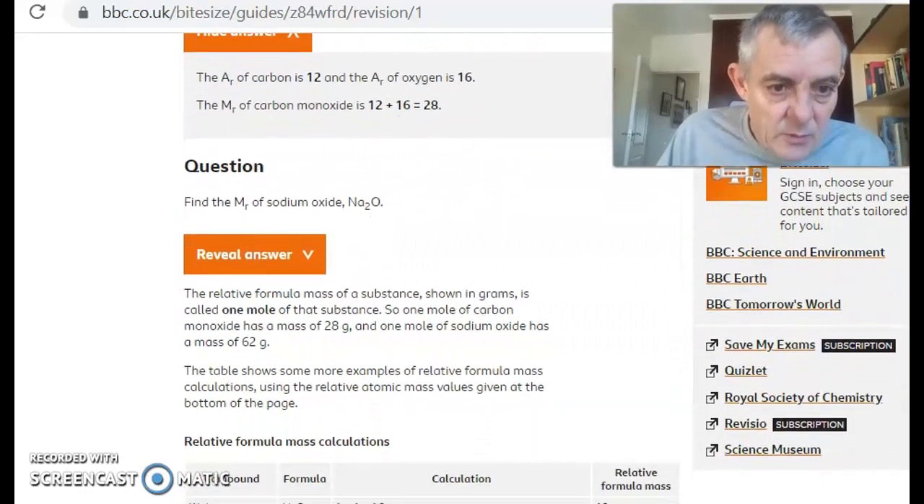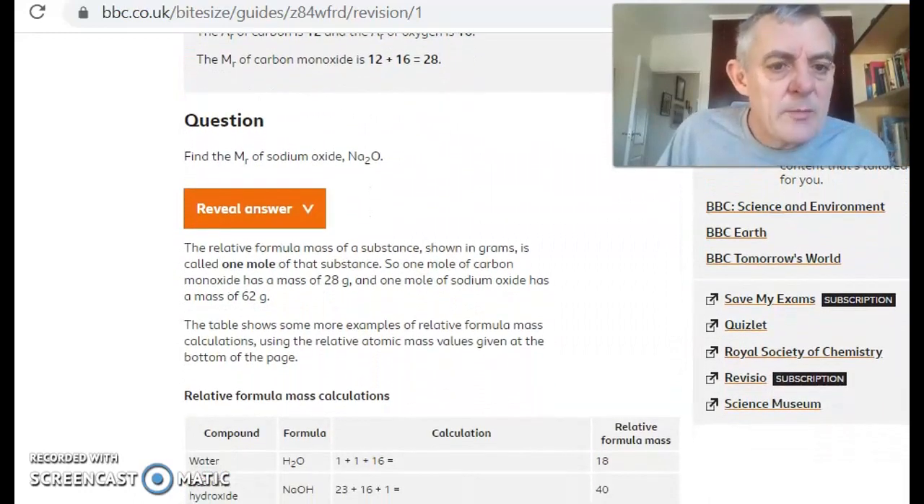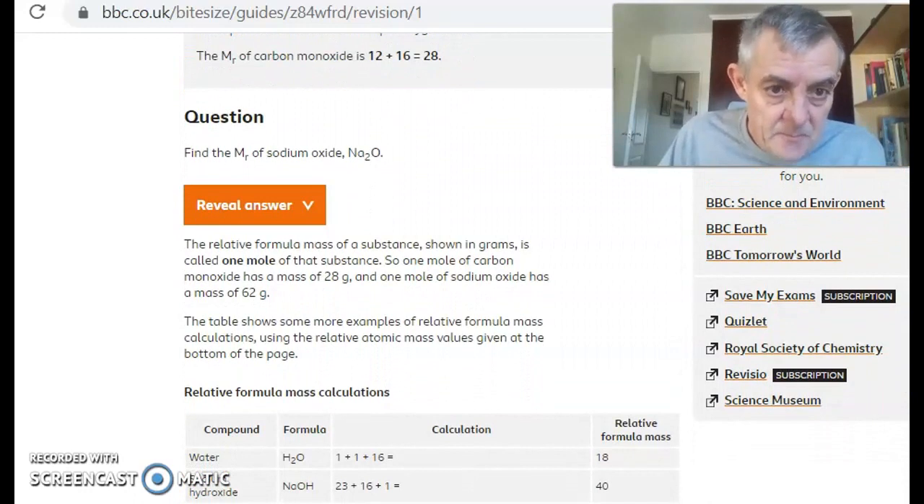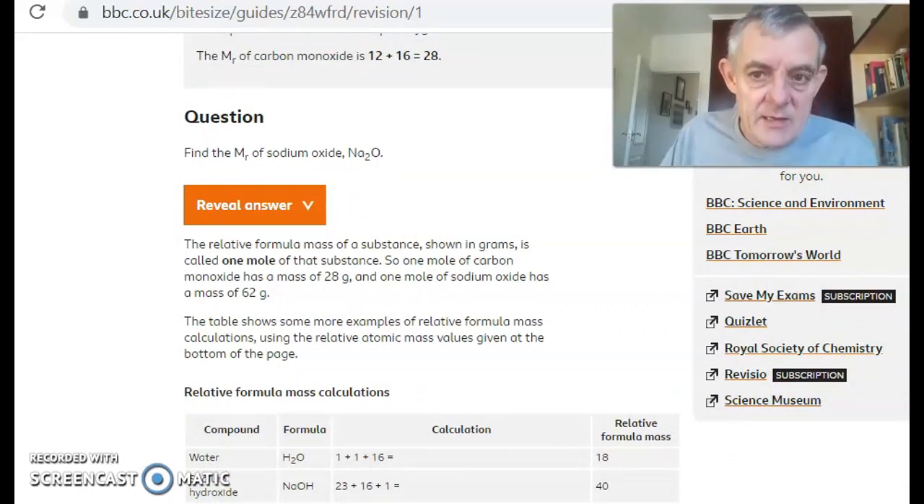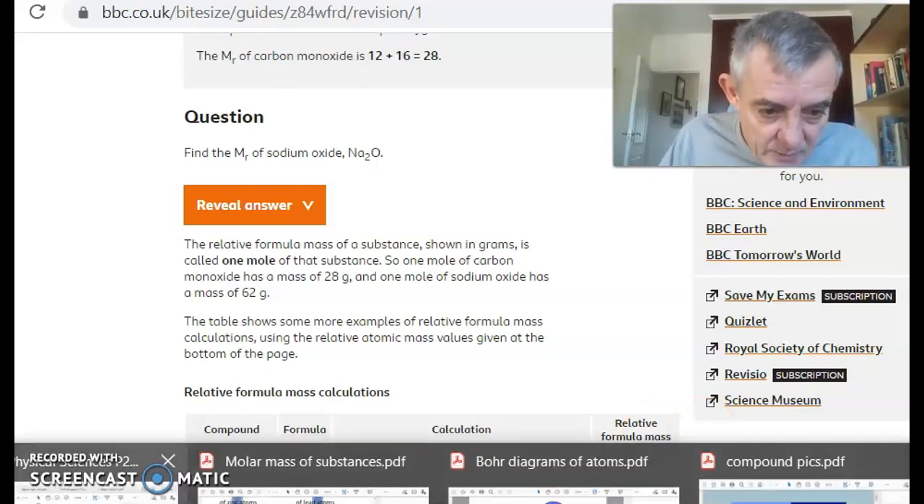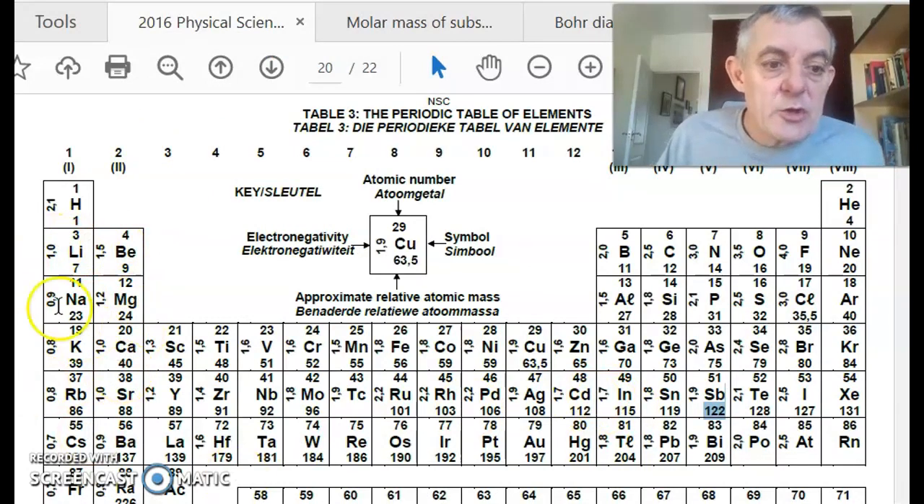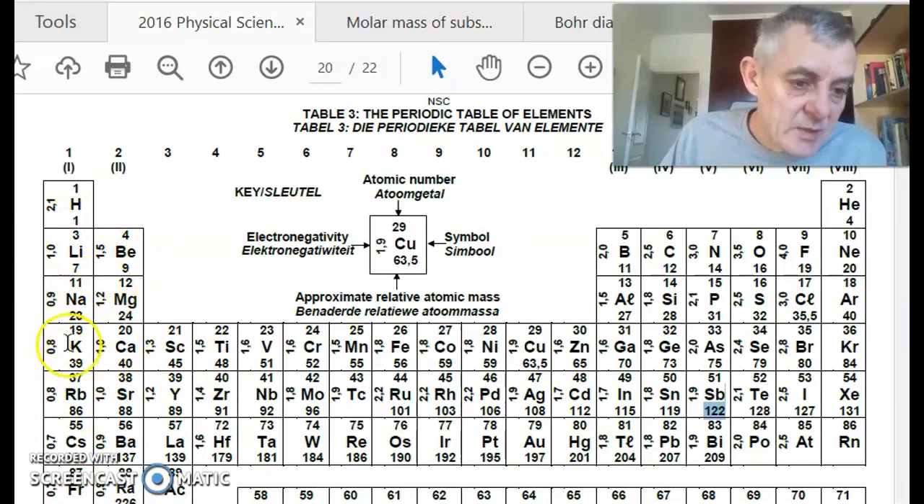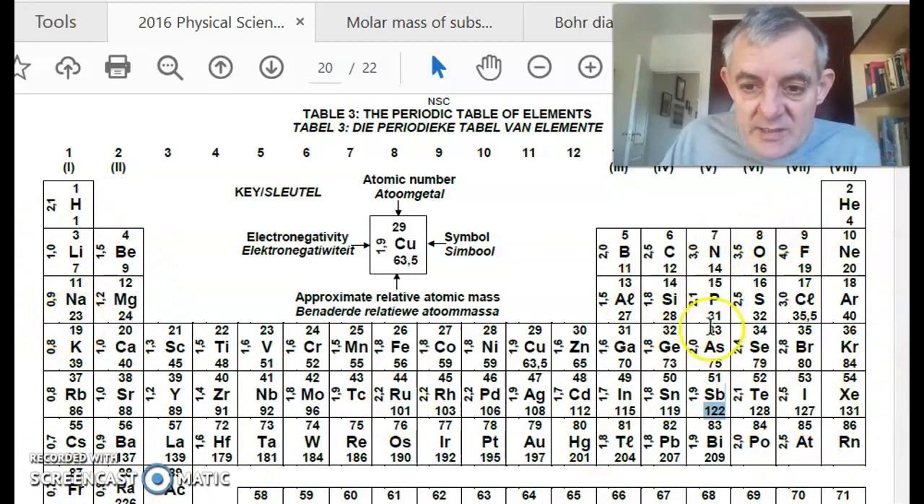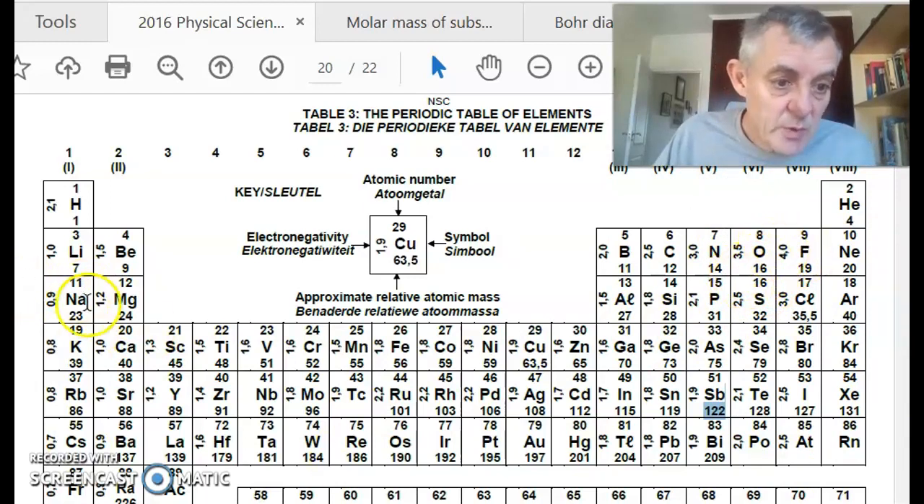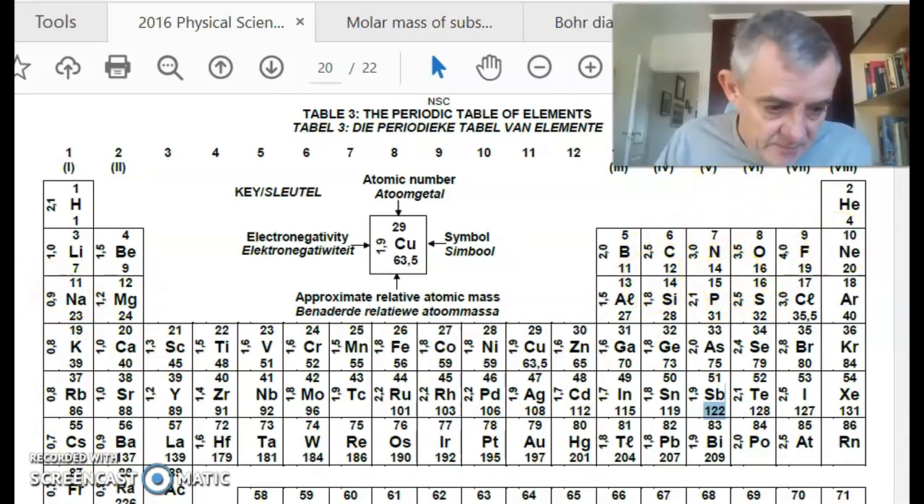Let's look at the next example. Okay, what about sodium oxide? Okay, so coming back, let's go to our periodic table. Sodium is 23. Now there are two sodiums, so it would be 23 plus 23, which is 46, plus oxygen, which is 16, that's 62 mass units. So it was 23 plus 23 plus 16.